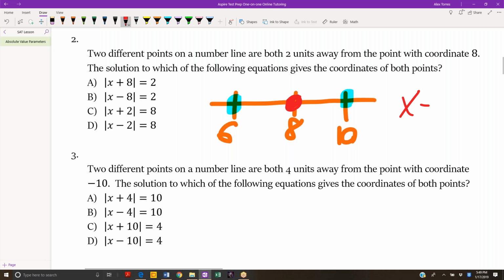So this is the expression for the distance between any number and 8. Like I said before, it could be written the other way, but the usual convention in this situation is to put the variable first. So the distance between any number and 8 is exactly equal to 2. So that's this right here.